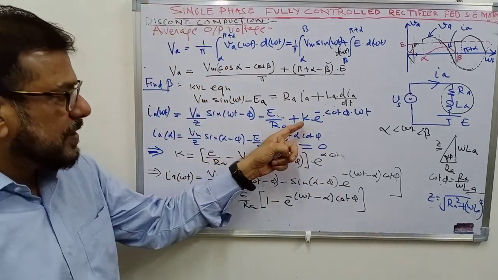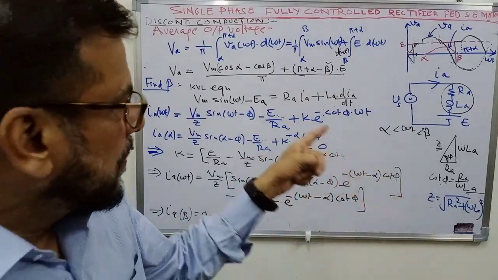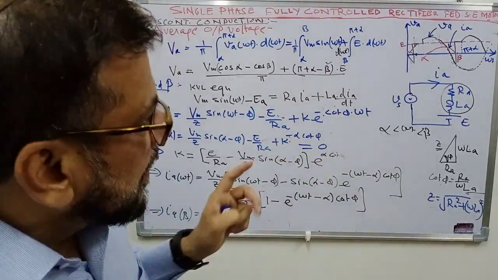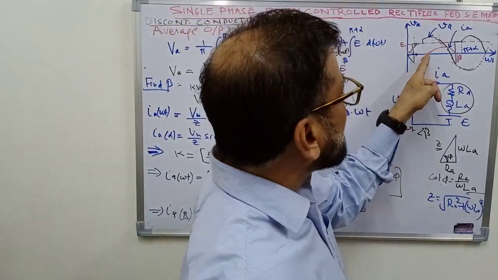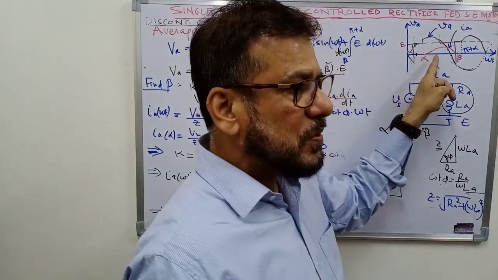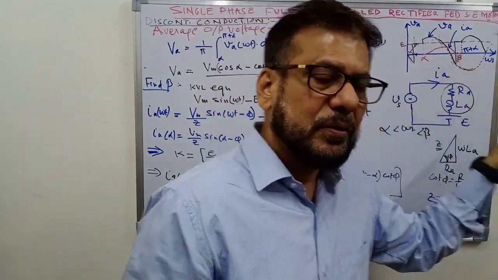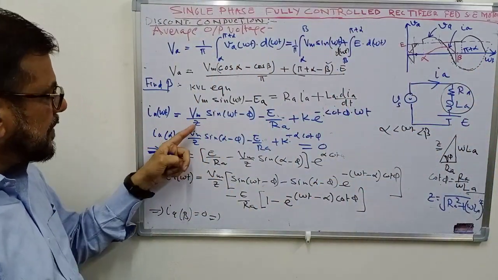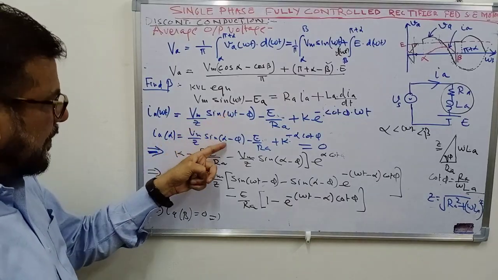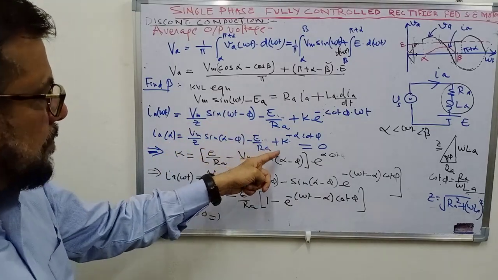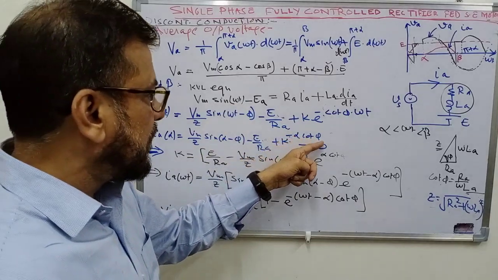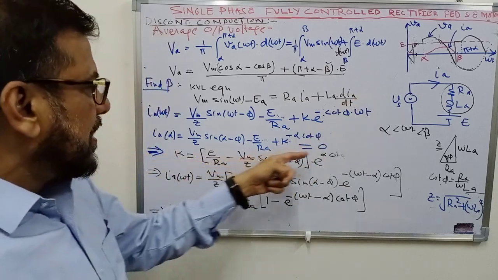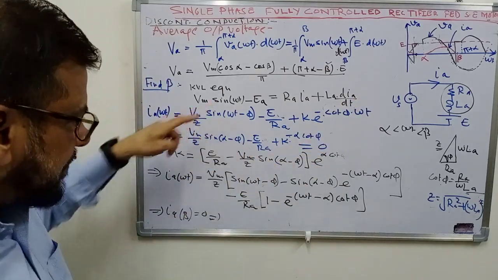Now in this the constant k is not known, so you have to determine the value of k using some boundary condition. And the boundary condition that is readily known to you is that at omega t equal to alpha, the current is equal to 0. So just put omega t equal to alpha and find out Ia alpha. So Vm by Z sin alpha minus phi, minus E upon Ra, plus k into minus alpha cot phi. I put alpha in place of omega t. So this is the equation, and everything is known to you.